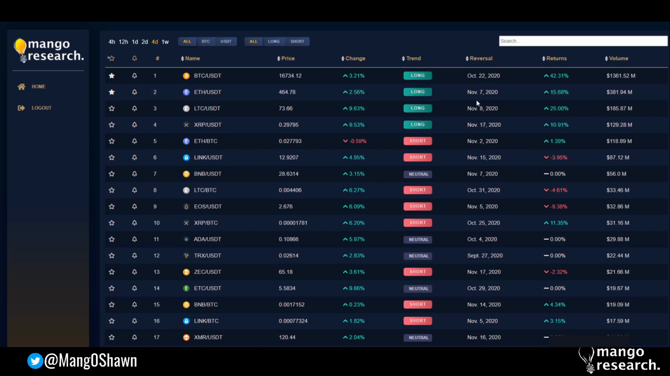And here we have the Mango Research dashboard available at app.mangoresearch.co. If you're trading the high time frames, the 4-day, the 2-day, and the 1-day, you'd be sitting pretty with some nice green returns on the 4-day. And on the 2-day, we're sitting at around 40% returns. In fact, we just closed a 2-day candle.